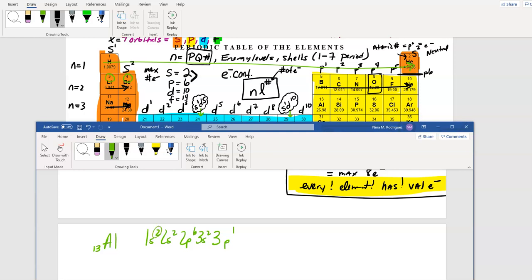And now add that up. 2 plus 2 plus 6 plus 2 plus 1. And hopefully without a calculator, that's 13. Okay? Here comes the magic questions. How many core? How many valence? How many unpaired?